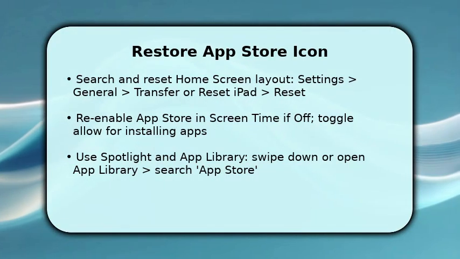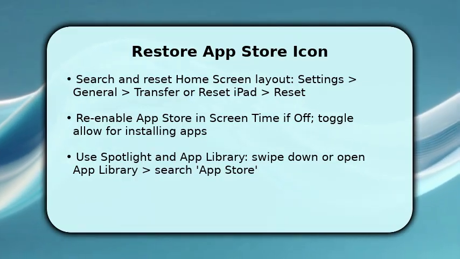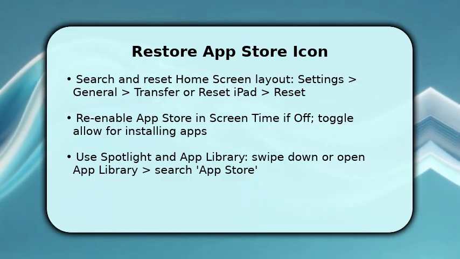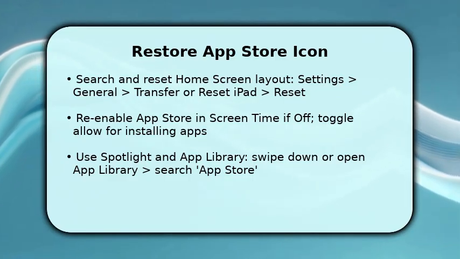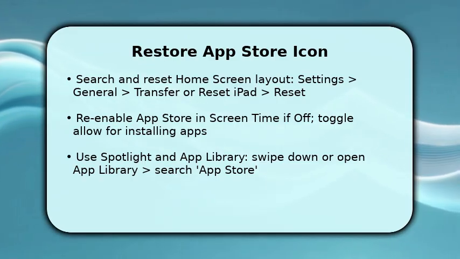Now you'll restore the icon and visibility. Start by using Spotlight. Swipe down on the home screen and type App Store. If found, press and drag it back to home. If it isn't searchable, reset the home screen layout from Settings, General, Transfer or Reset iPad, Reset. This recreates standard app placement.